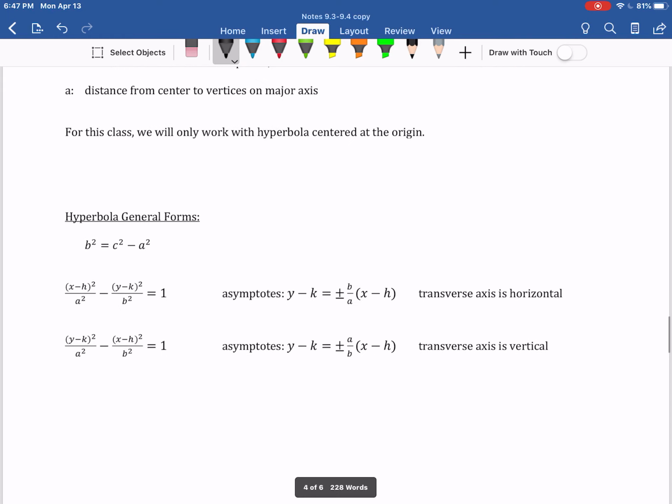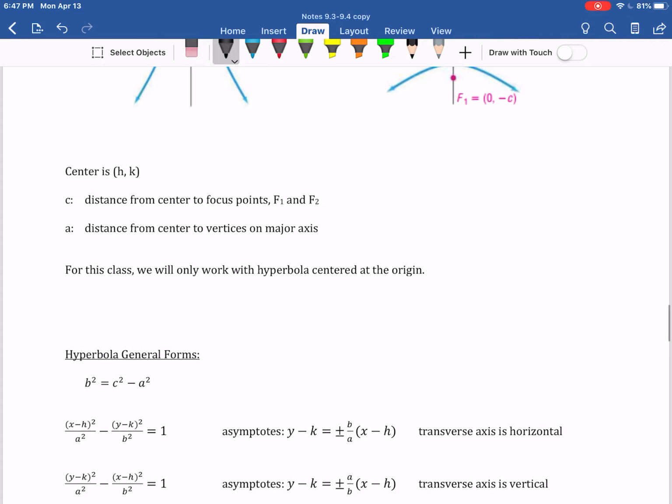All right, so in the hyperbola general forms, like you saw in your formula sheet, we now have that b squared is equal to c squared minus a squared. We no longer have the stipulation that a is greater than b. So that may or may not be true. We can't use that for the hyperbola. We do know that c is bigger than a.